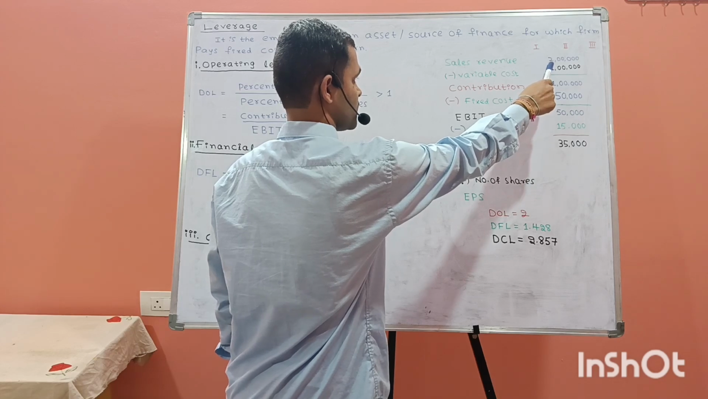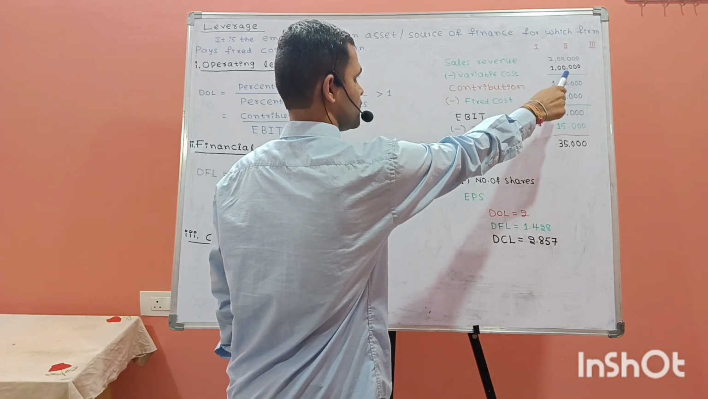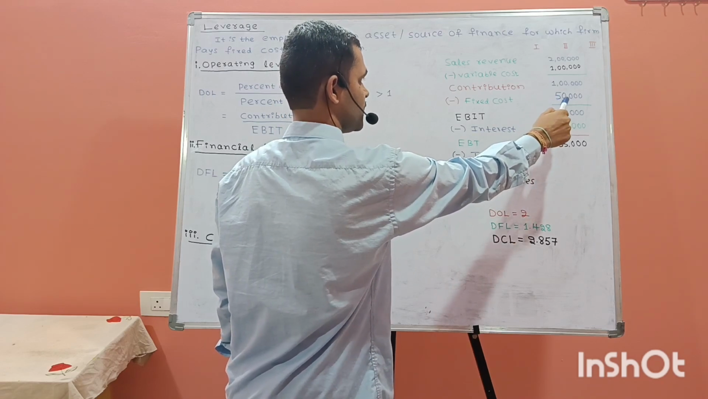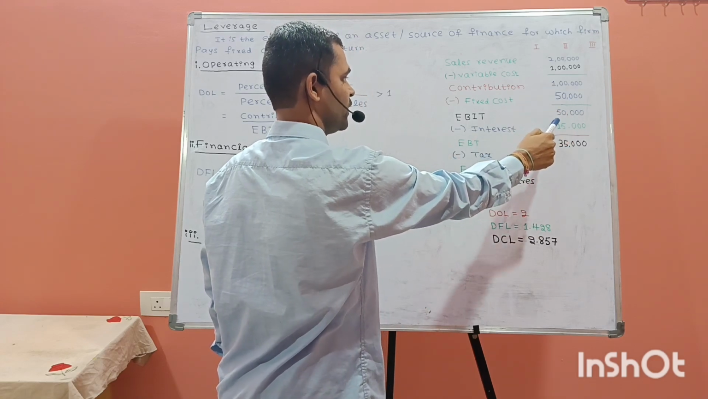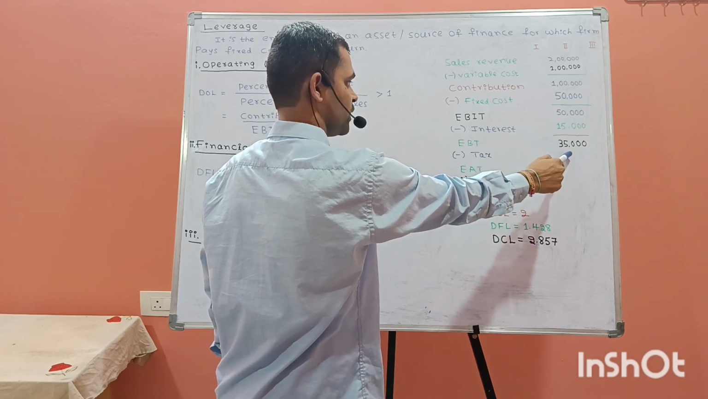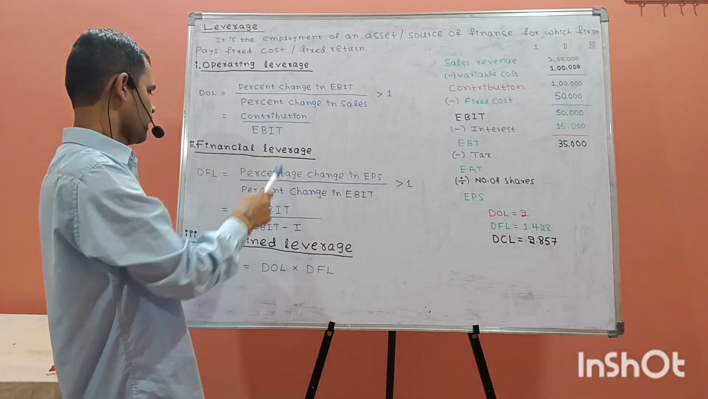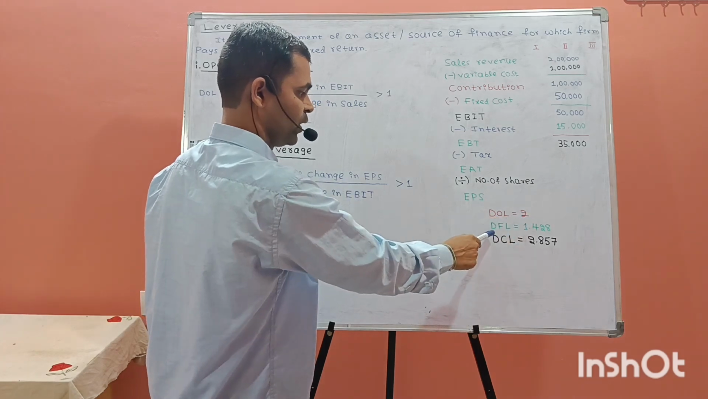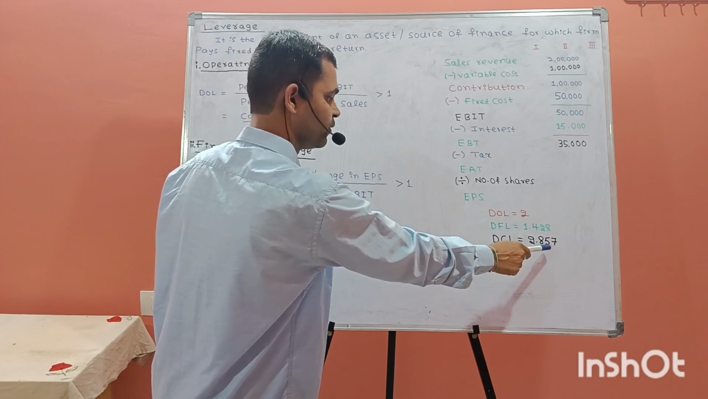In one plan, our sales revenue is 2 lakhs, this is the variable cost, and it is deducted from this. So we got contribution 1 lakh, and this 50,000 is fixed cost, which is deducted from this one. So we got EBIT, and interest is deducted from EBIT, so we got EBT, this value 35,000. From the formulas of DOL and DFL, we got these values. Degree of operating leverage is 2, degree of financial leverage is 1.428, and combined leverage we got as 2.857.